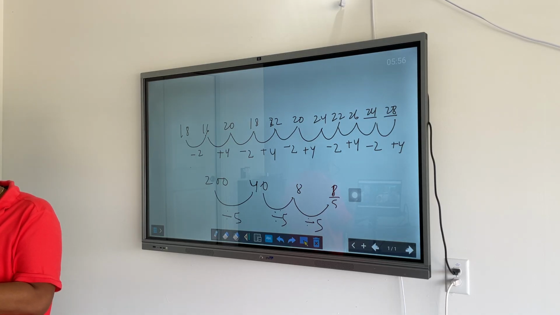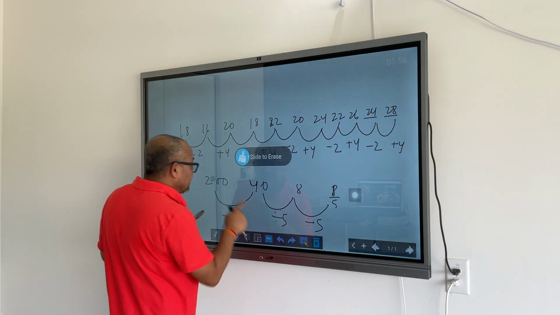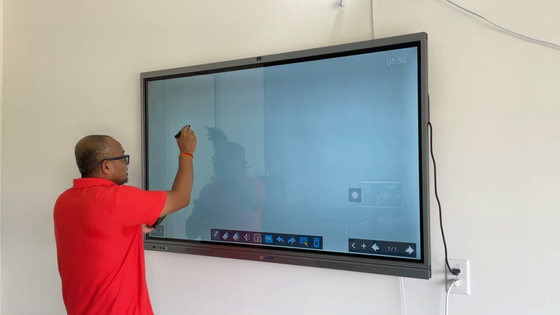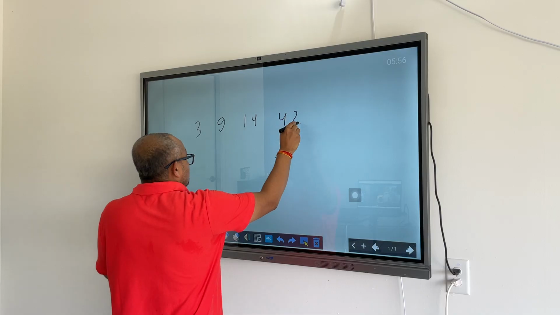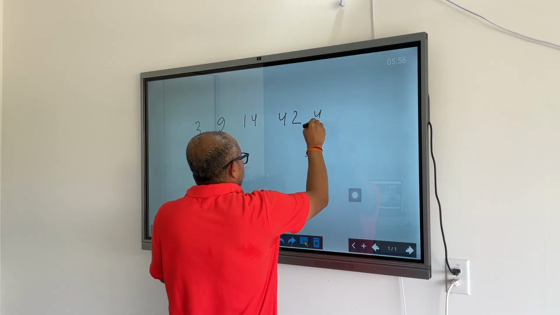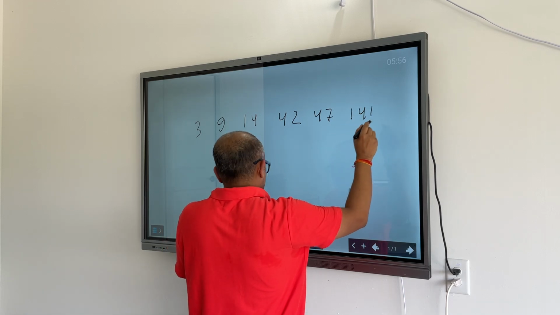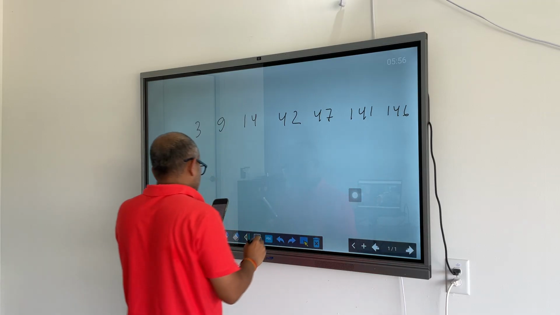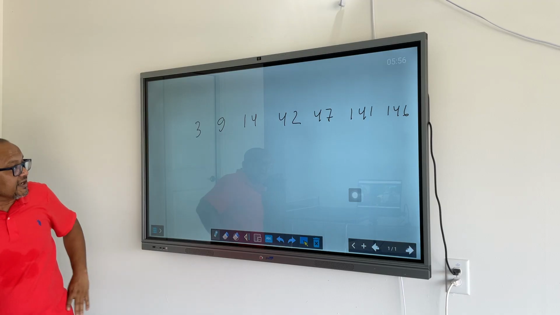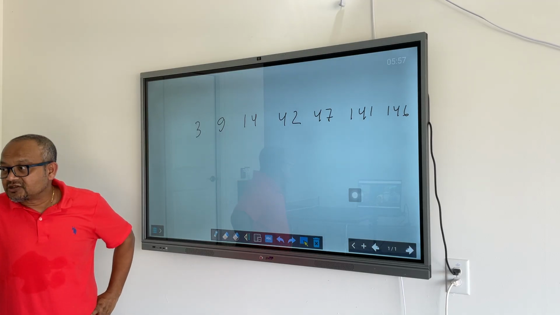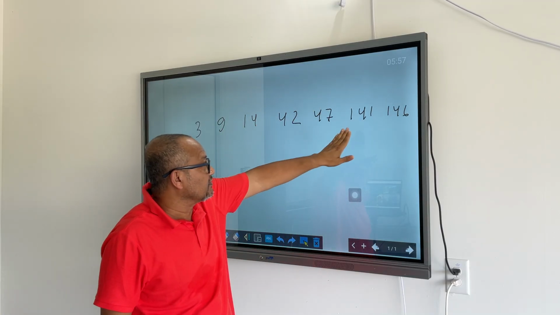Now here's the problem. Don't try solving it, just think about it. 3, 9, 14, 42, 47, 141, 146. Okay, let's stop here. I want you to look at it and see what pattern you observe here. Rudraksh, I'm afraid that you will fall.